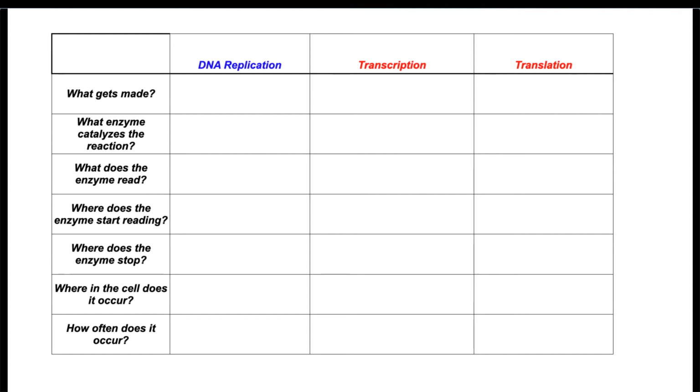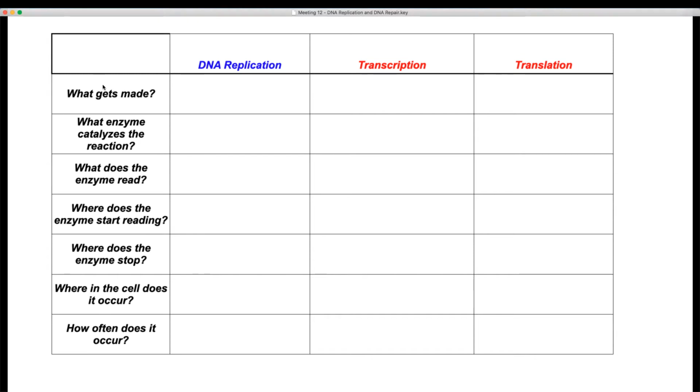DNA has information, RNA has information, proteins have information. And so the production of these polymers requires a source of information. Where is that information coming from when the enzyme is putting together this macromolecule? So what is the template?